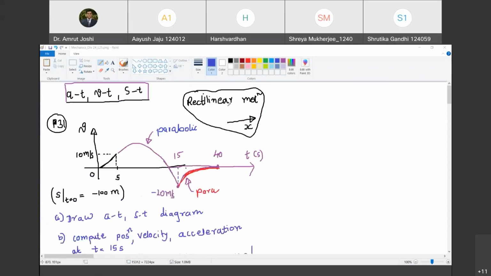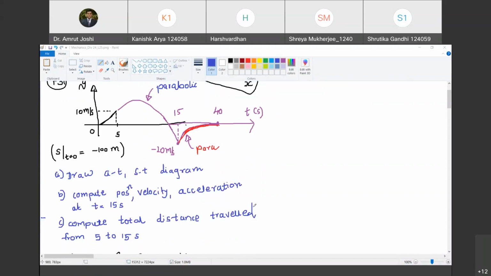Yes, sir. Draw AT and ST diagram. Compute position, velocity, acceleration at time t equal to 15 seconds, and compute total distance traveled from 5 to 15 seconds. Yeah, that is one thing. Another one is S at t equal to 0. That is position at t equal to 0 is already given as minus 100 meter.